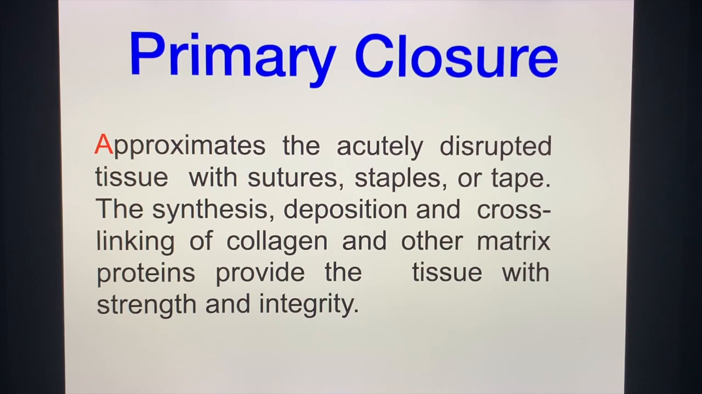So there are conditions that affect the synthesis, deposition, and cross-linking of collagen that would affect wound healing. And the first would be your vitamin C deficiency or your scurvy, because vitamin C or ascorbic acid is required for the cross-linking of collagen. There are also some genetic conditions which affect collagen synthesis, such as Marfan syndrome and Ehlers-Danlos syndrome. So they also present with poor wound healing or even easy bruisability.